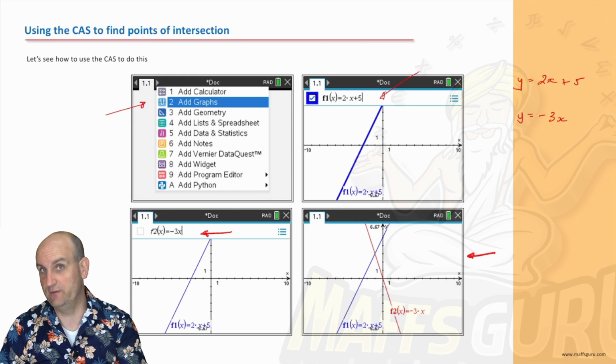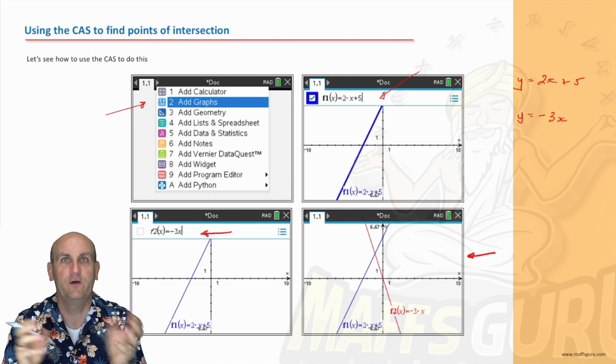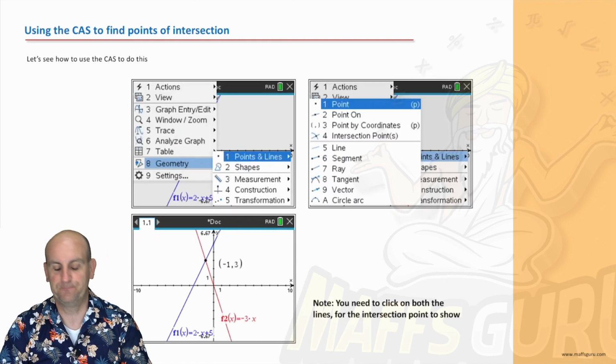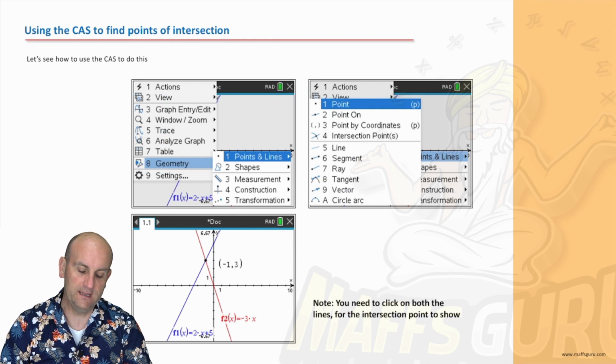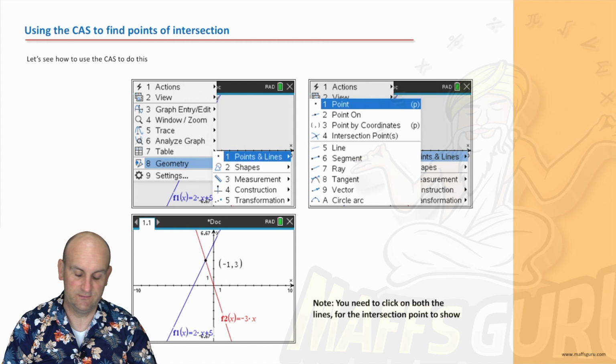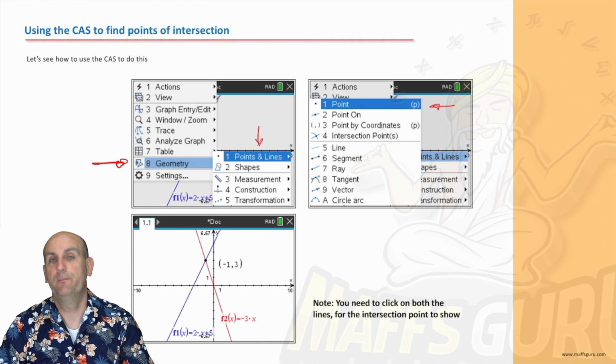Now you can see the point of intersection. If you were really lucky, you could fiddle and try to zoom in and find out where the point of intersection is. But the good news is the calculator can do it for you. So now when you press menu, we want to tell the calculator to find these points of intersection. There are lots and lots of ways of doing it. I'm going to show you one way. First, hit menu, and then geometry, points and lines, and then point. I know it says point of intersection, but actually it's point.